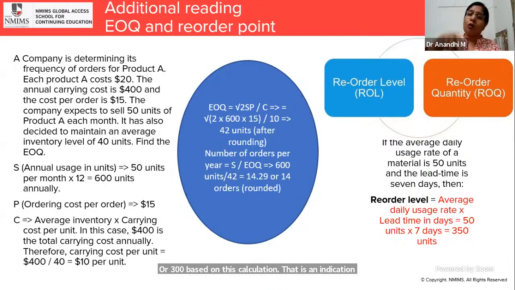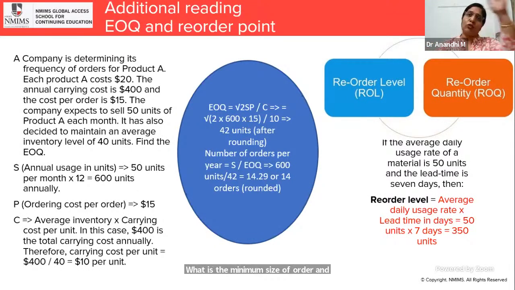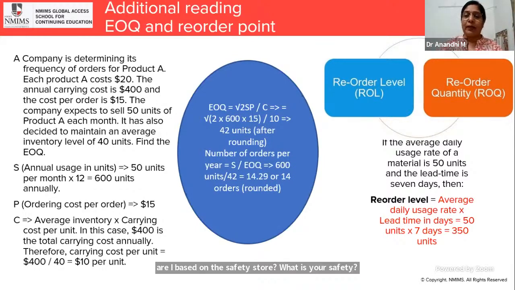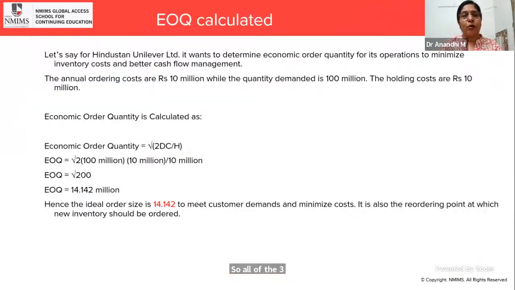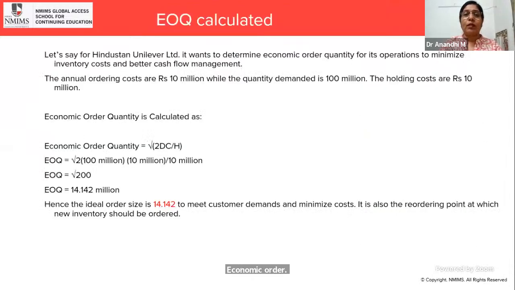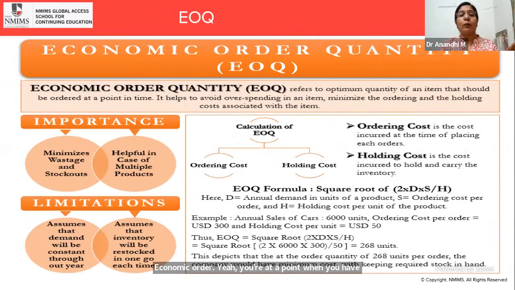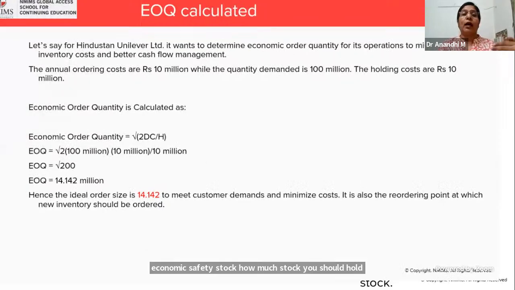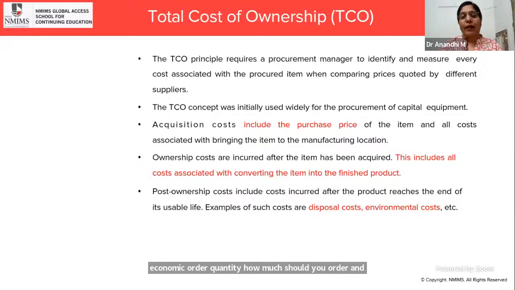And for the next order, how much you will place, your EOQ will tell you the optimum size of the order. And all these were arrived at based on the safety stock. What is your safety stock level? So all the three together combined, we saw now. That is the safety stock, economic order quantity, and reorder point, when you have to order. Economic safety stock, how much stock you should hold. Economic order quantity, how much should you order, and reorder point, when you should order. So these three points will be addressed.